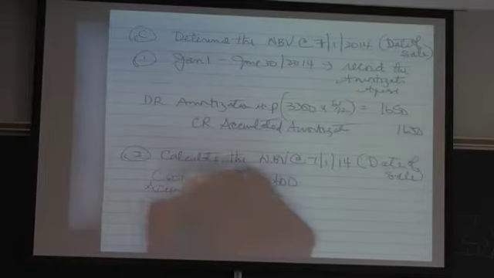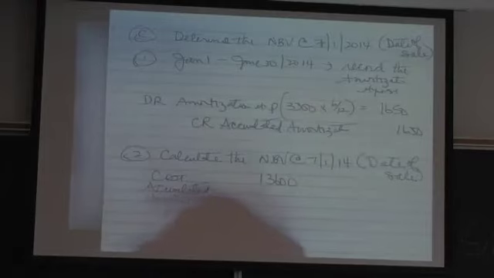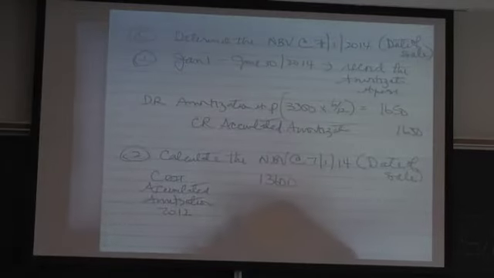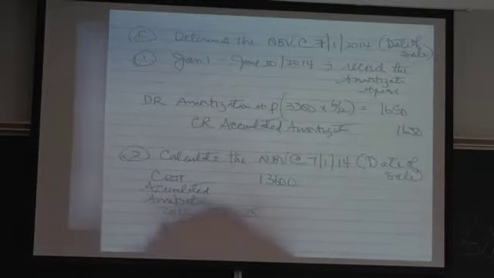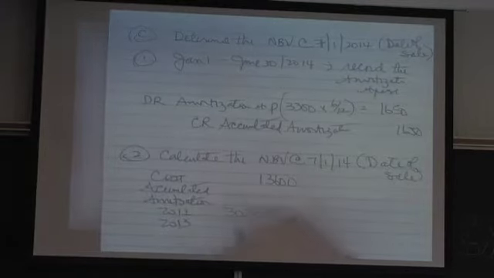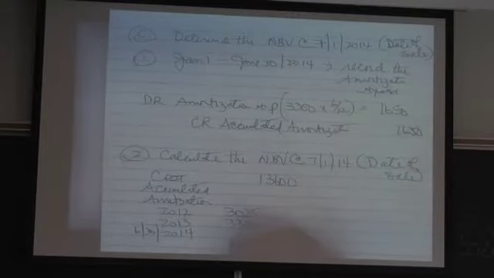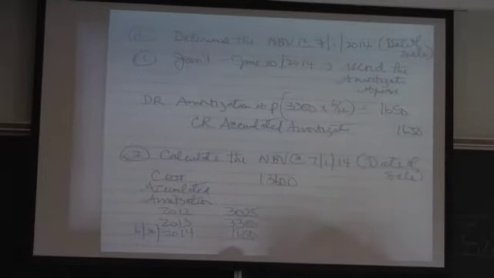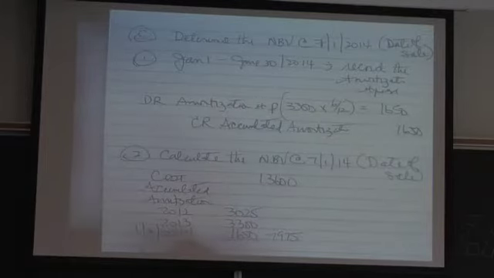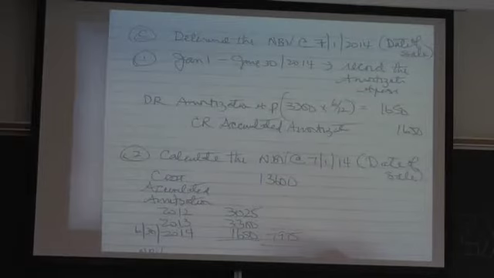Accumulated amortization. So for 2012, we amortized the asset 3,025. 2013, it was 3,300. And 2014, June 30th, was 1,650. So the accumulated amortization is 7,975. So net book value is the difference, which is 5,625.